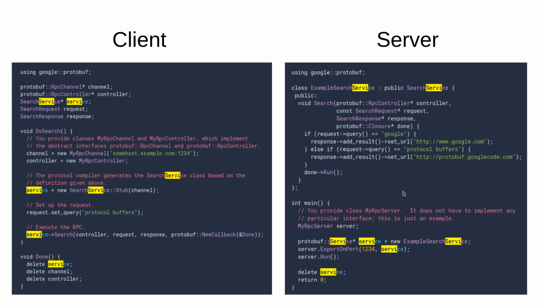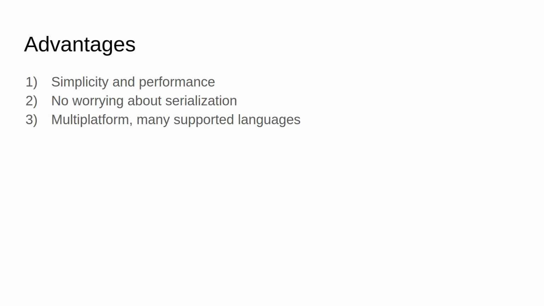It's in C++. We have client and server code here. Let's start with the server. On the server side, you implement the service. For us, it's ExampleSearchService. It's just a simple implementation of Google search. So if we look at the query, if it's Google, then we return the Google URL. If it's protocol buffers, then we return the protocol buffers URL. That's all we do.